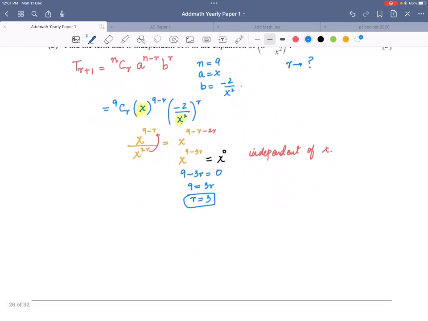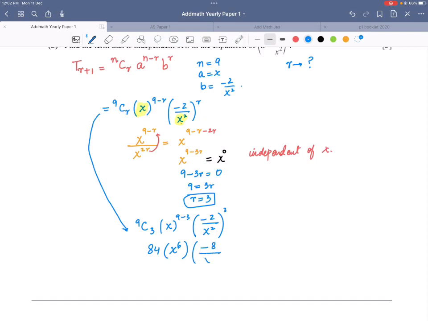Once you have the value for r, you need to plug that value into this equation. So that will be 9 combination 3, x to the power 9 minus 3, times minus 2 over x square to the power 3. Simplify. So 9 combination 3, let me find out. 9 combination 3 is 84. 84 x to the power 6 times minus 2 cube, minus 8, divided by x power 6.